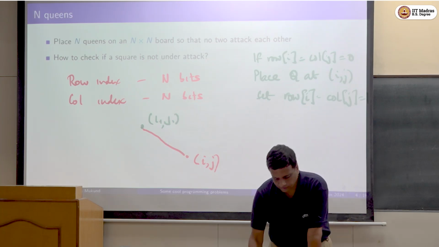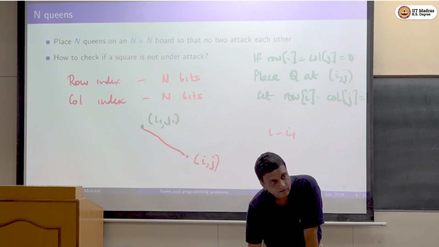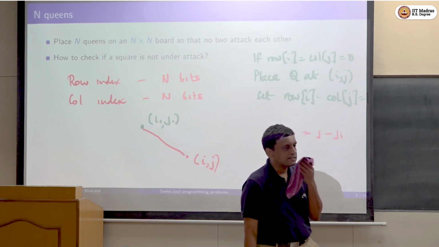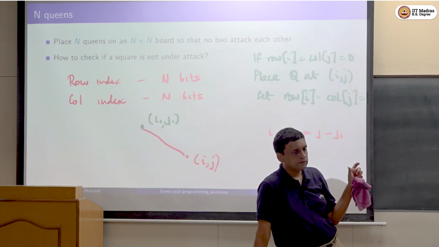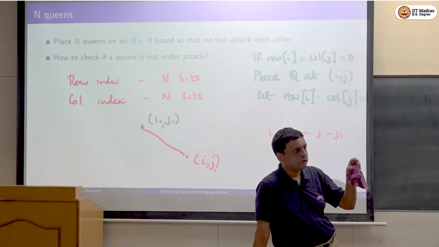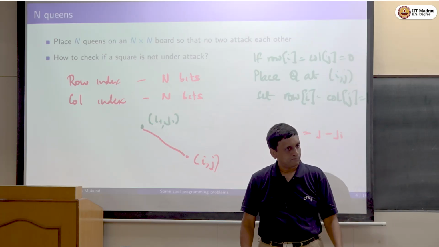So what did we say earlier? Because I is bigger, I will write it this way. If the displacement in the rows is equal to the displacement in the columns, then this is on that diagonal. Agreed? This is what we checked earlier. We said absolute value, because that took care of the other three directions also. But this is a concrete case.